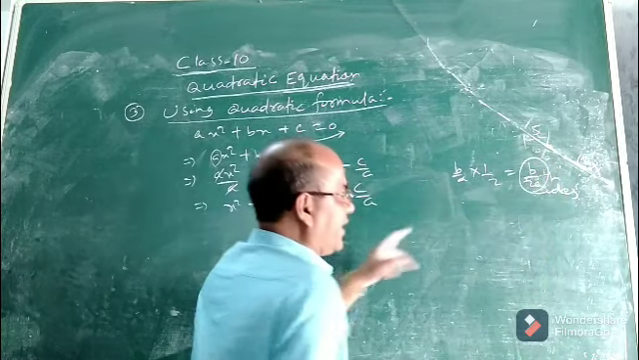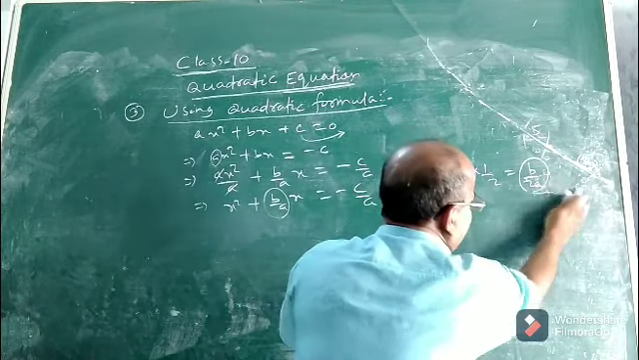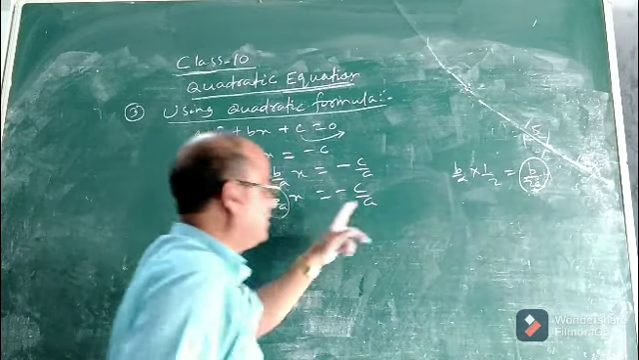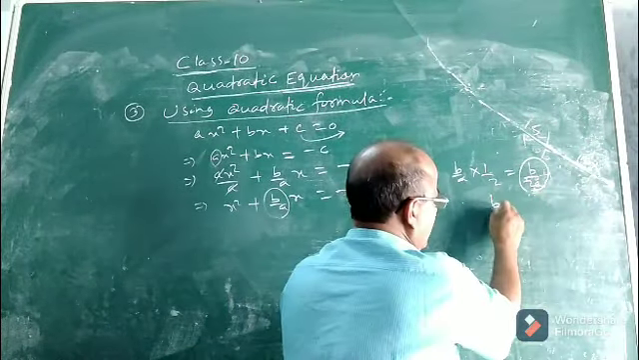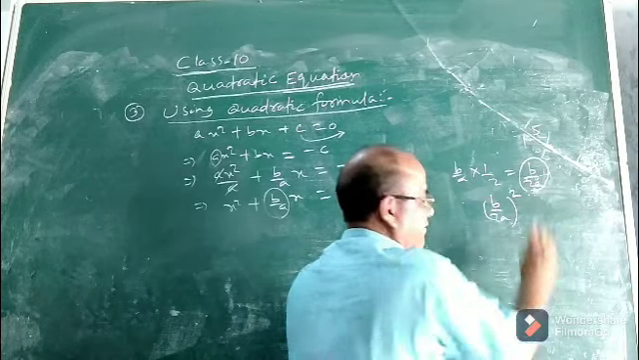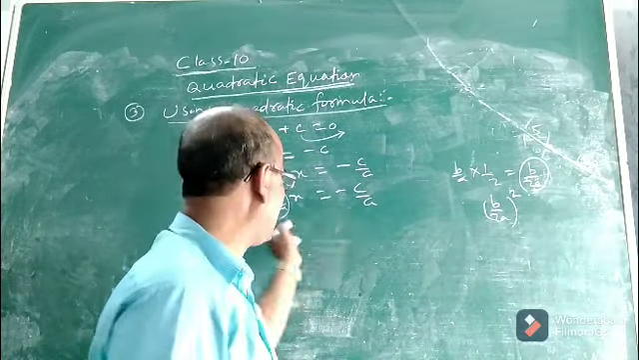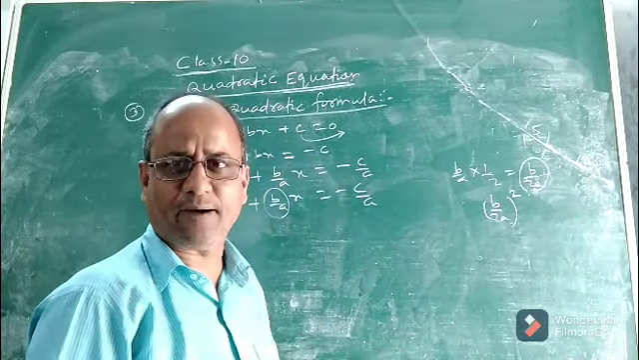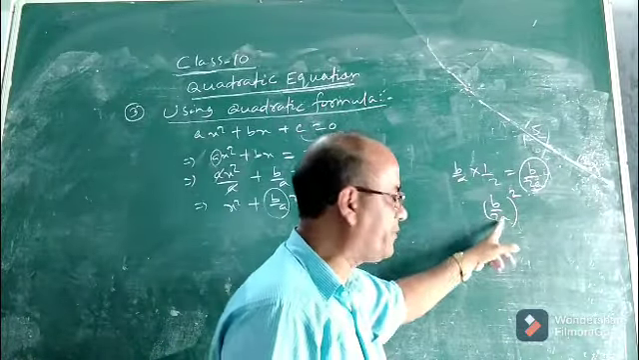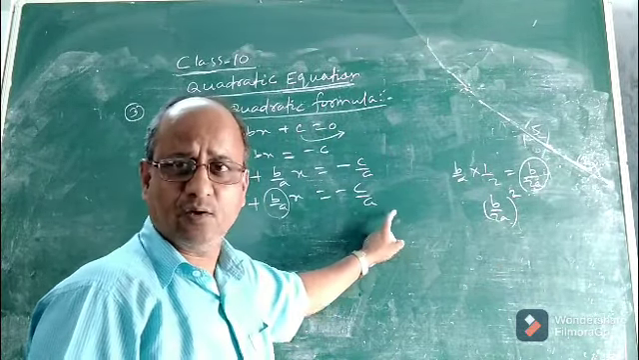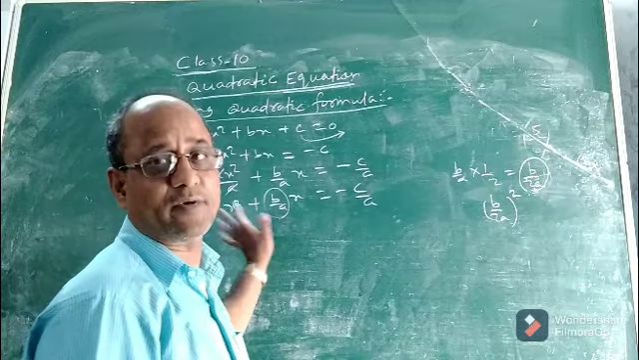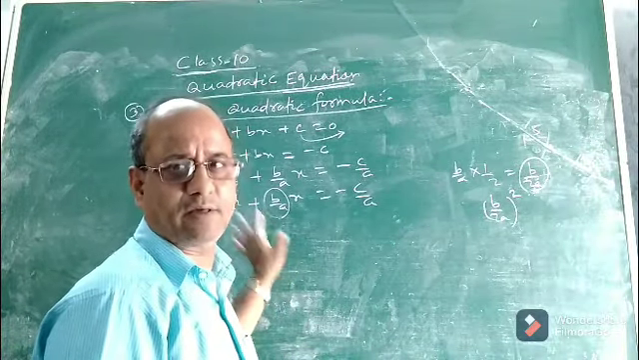Now this b by 2a, take the square of b by 2a and add it to both the sides. So what will happen by that? If you add the square of b by 2a to LHS and RHS, the LHS will become a perfect square.